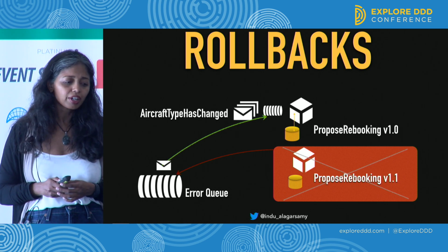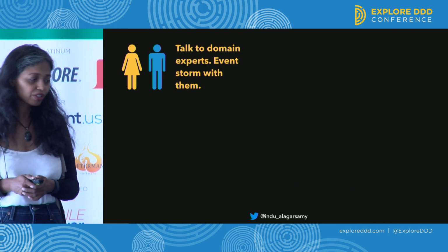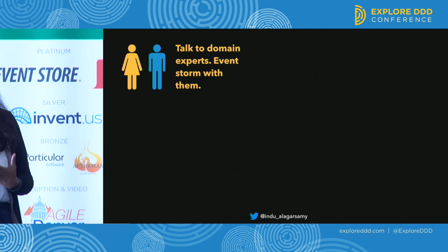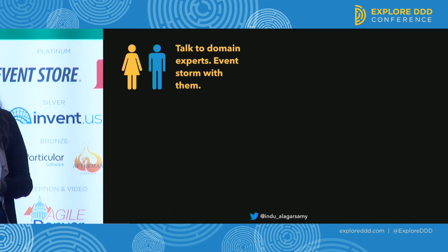So the most important thing here is you have to talk to the domain experts. They are the ones with the answers, and we want to try to model all the business risks in our code, because if we don't do that, there's no way we can write software that evolves with the business.